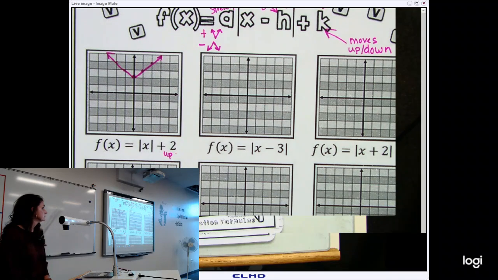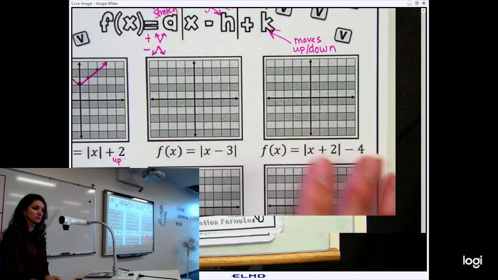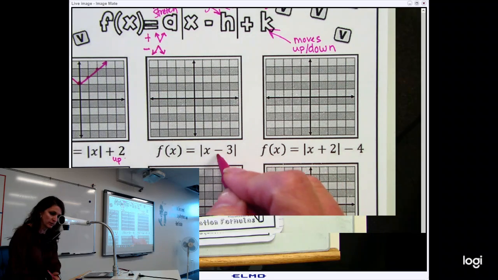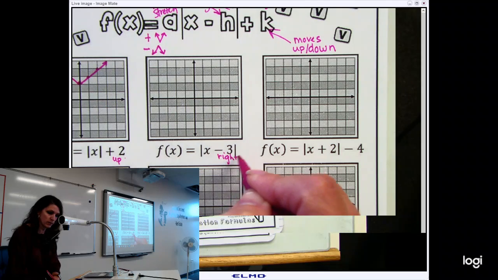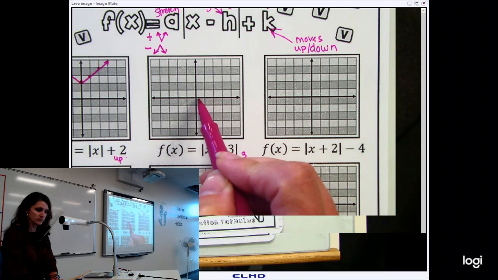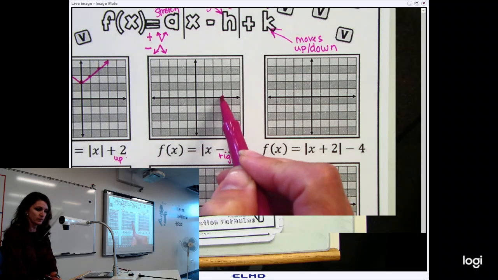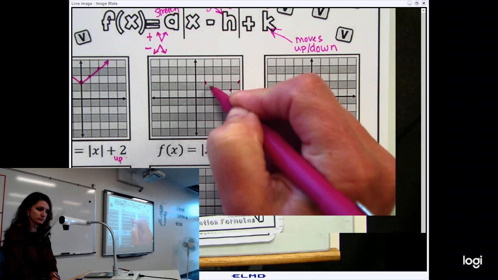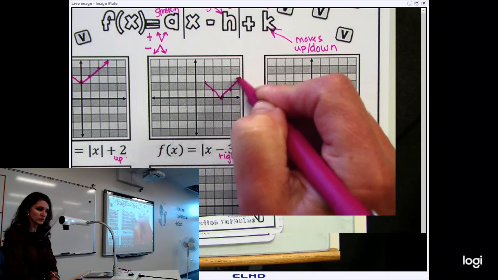You guys are feeling good about this already, aren't you? What does the -3 do? Moves it right. Opposite direction, good. Right, 3. I'm going to take that vertex, I'm going to move it on the x-axis, 1, 2, 3. Make your V. Just do them all that way.